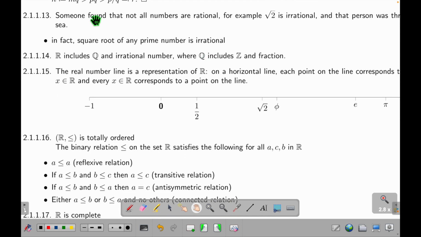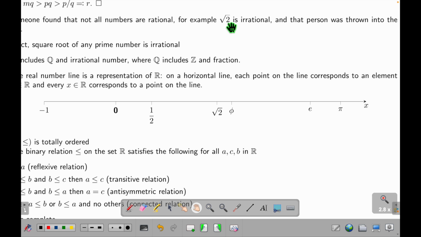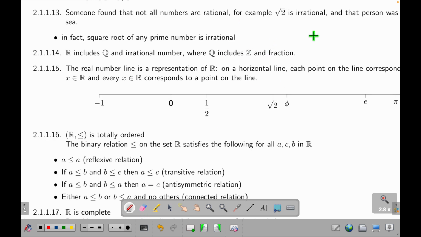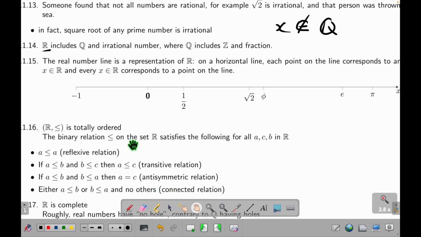And then later on, somebody found that not all numbers are rational. For example, square root 2 is irrational. That means there's some number, let me call it x, that is not inside Q. Then we can now define a number set called the real numbers by saying that anything in Q and anything not in Q, we group them together to form R. R is like an extension or superset of Q. So basically R includes Q and irrational numbers.